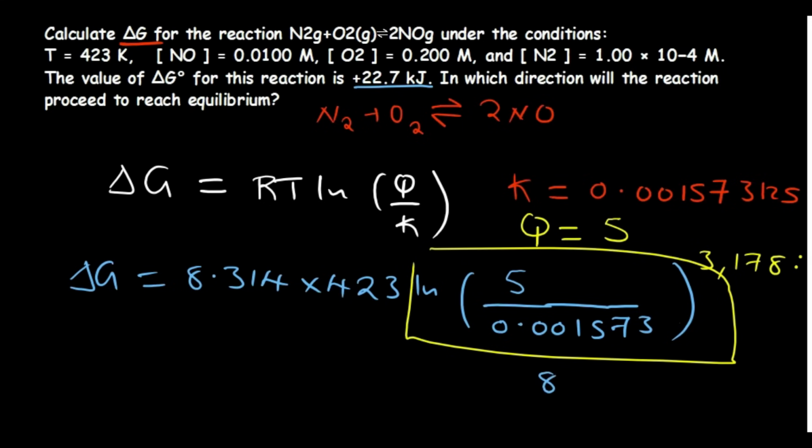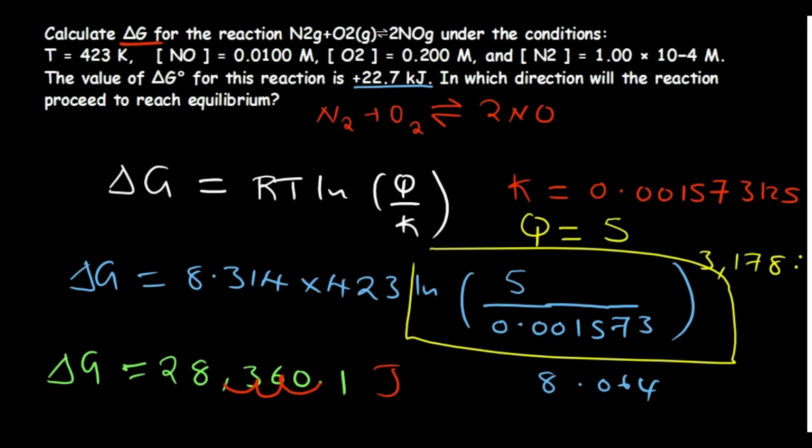Now we need to multiply that by 423, which is our temperature, and by the constant R, which is 8.314. The value that I'm getting now for the non-standard Gibbs free energy is 28360.1. To take this in kilojoules, the decimal point has to move 3 times: 1, 2, 3, giving us 28.4 kilojoules. So you can see that the value of the Gibbs free energy is positive.